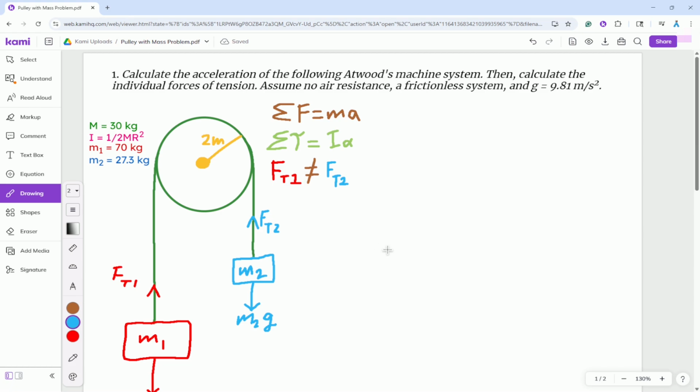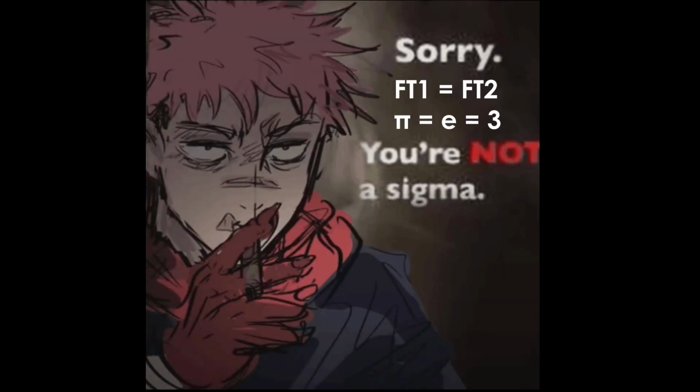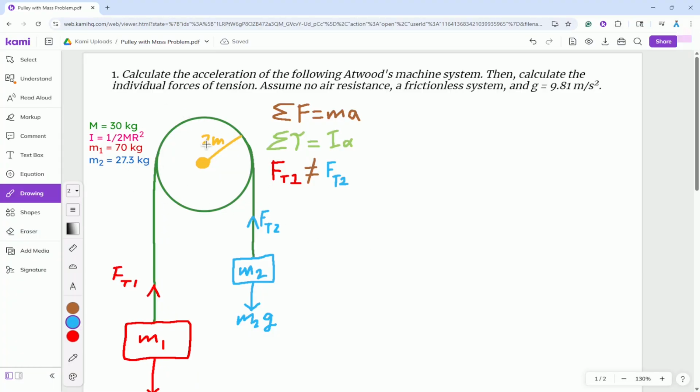We have a pulley that has mass. Before, in previous Atwood machine systems, we've neglected the mass. This has mass, meaning the forces of tension on both sides of the pulley are actually different. Because this thing is going to spin. This thing has mass, and it needs something in order to spin. So the forces of tension are actually not equal, so you can't make that assumption this time.